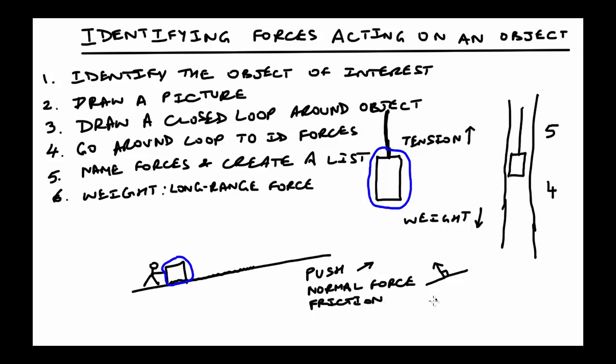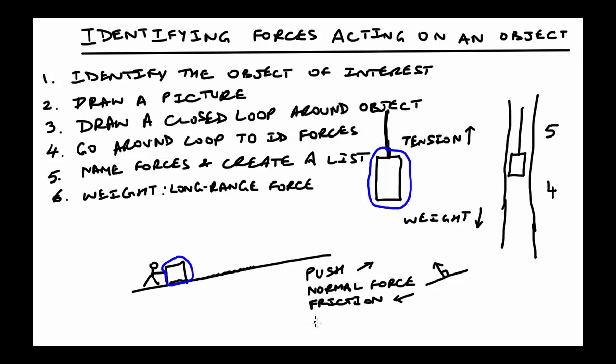So let's add friction force, and since the box is being moved up the ramp, friction force acts in the opposite direction of motion, so it acts down the ramp in that direction. And then as I go around the rest of this loop, I don't have any additional forces. So that's it. I've got three contact forces: the pushing force from the individual, normal force from the surface, and friction force between the surfaces.